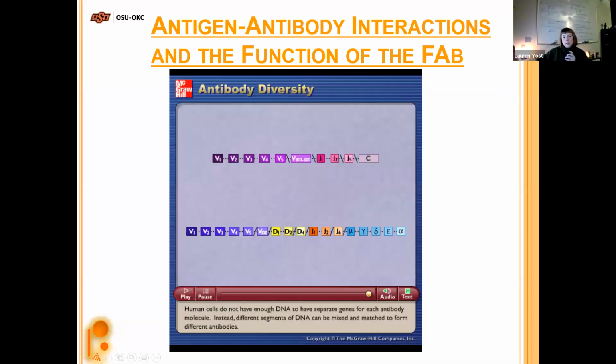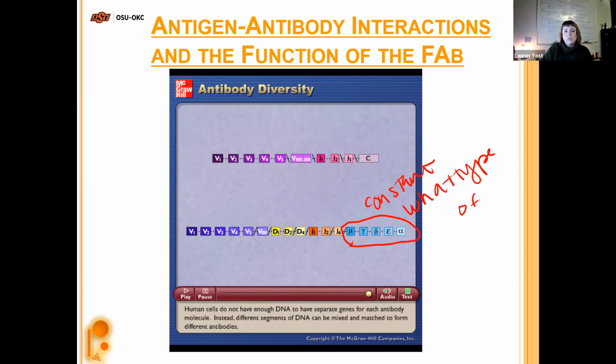So essentially, like we talked about the rearrangement before in that other video. One of the important messages of this video is this part here is letting you know that this constant region codes for or equates to what type of antibody. AB means antibody.